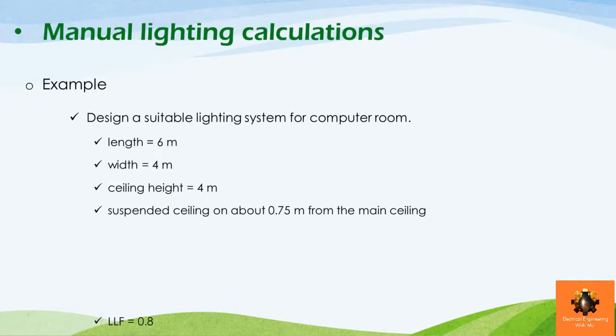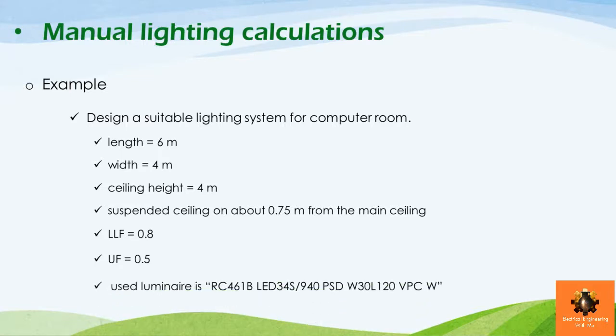Then for the lighting design data, we suppose the light loss factor to be 0.8. As we said before, 0.8 is a practical value of the light loss factor, hence we will use it. Also for the utilization factor, we set it to be 0.5 as we use this value of 0.5 for the manual designs. And then for the used luminaire, we will use a Philips luminaire which has this code. So this is the code of the used luminaire, and we can download the datasheet of the luminaire and extract the required data from it.